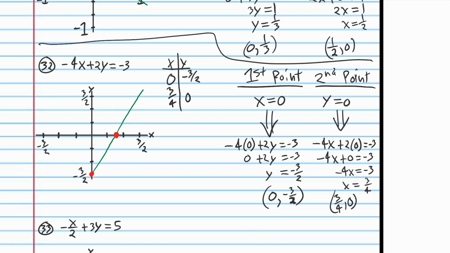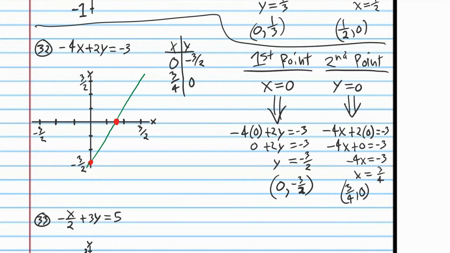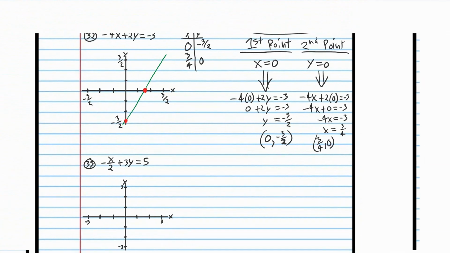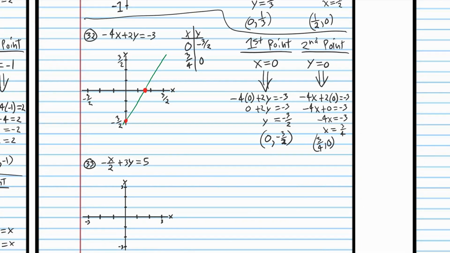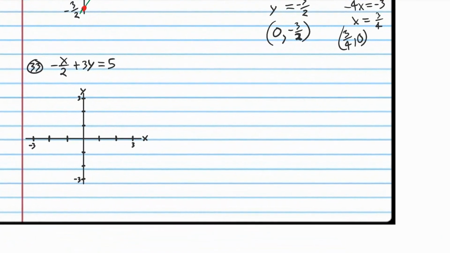You don't have to get your ruler out with these graphs or anything. Don't bust out your ruler. It's just a waste of time. Just make sure the graph is good enough. It doesn't have to be perfect. So if you got that graph, good job. That was a challenging problem. So let's go on to 33.